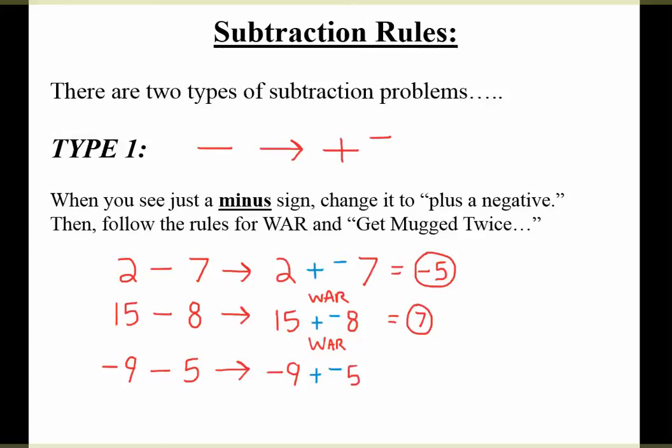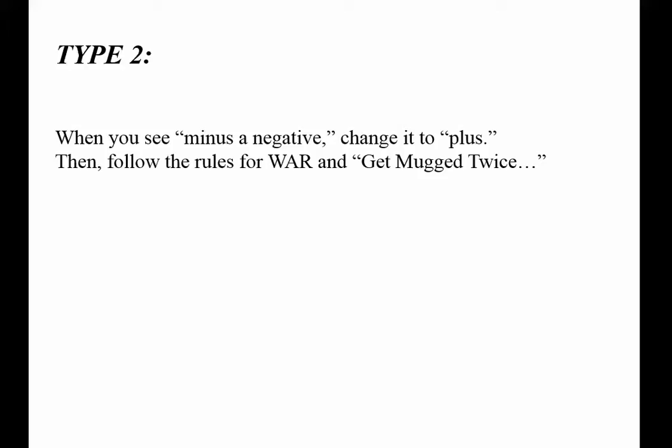What type of problem are we looking at here? Is this war or get mugged twice? Well, since you have the negative up front and the negative in the back, this is a get mugged twice. And so remember, with the get mugged twice, you lose 9, you lose 5, you've lost 14. So that's your type 1 problem. Now, you're going to have to be able to keep the type 1 rule in your mind differentiated from the type 2 rule. So here is a type 2 problem.